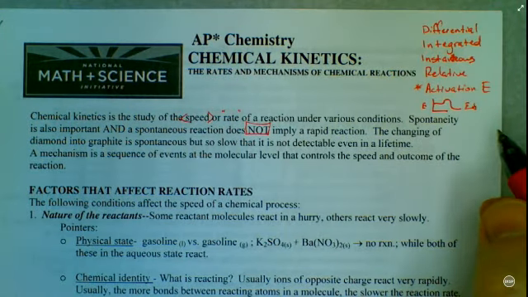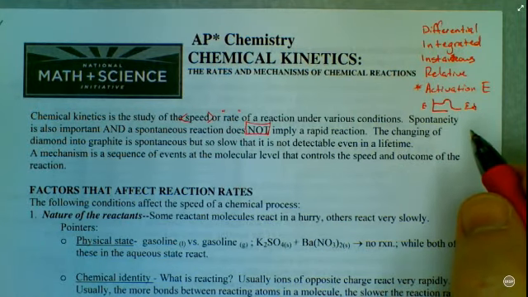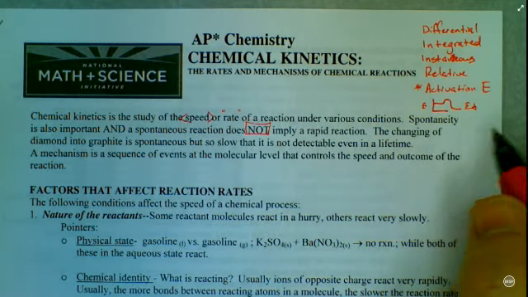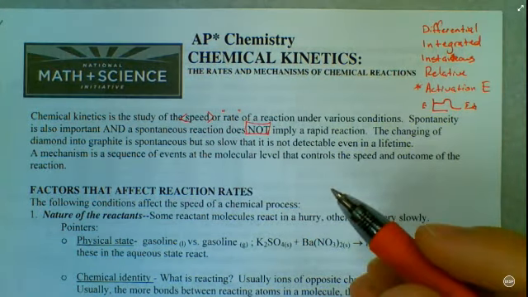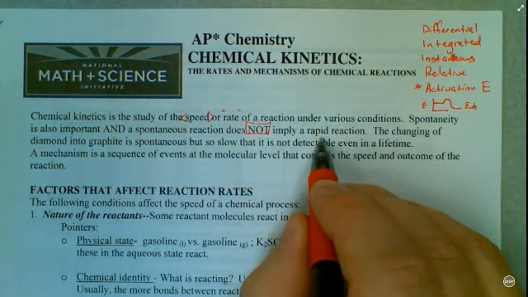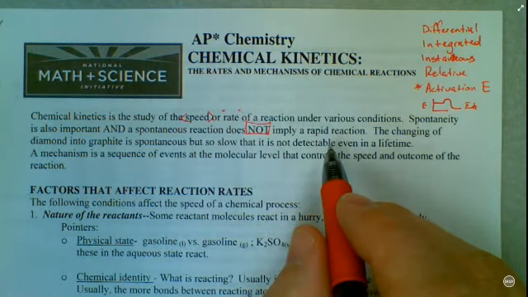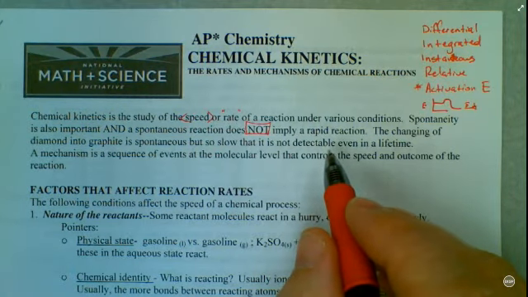We've already gone over spontaneity or thermodynamic favorability. That means it's going to go on its own. It doesn't mean it's going to go fast. Remember, when we were talking about thermodynamics and thermochemistry, we never talked about the rate at which that reaction occurs.